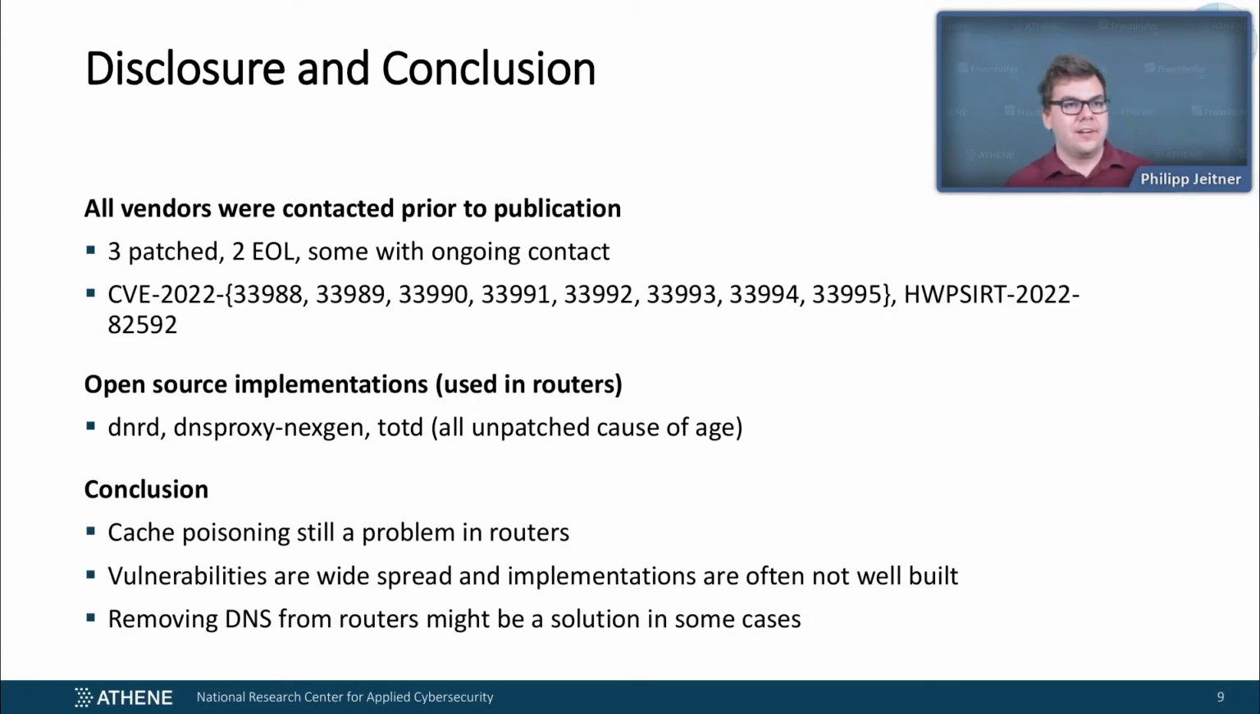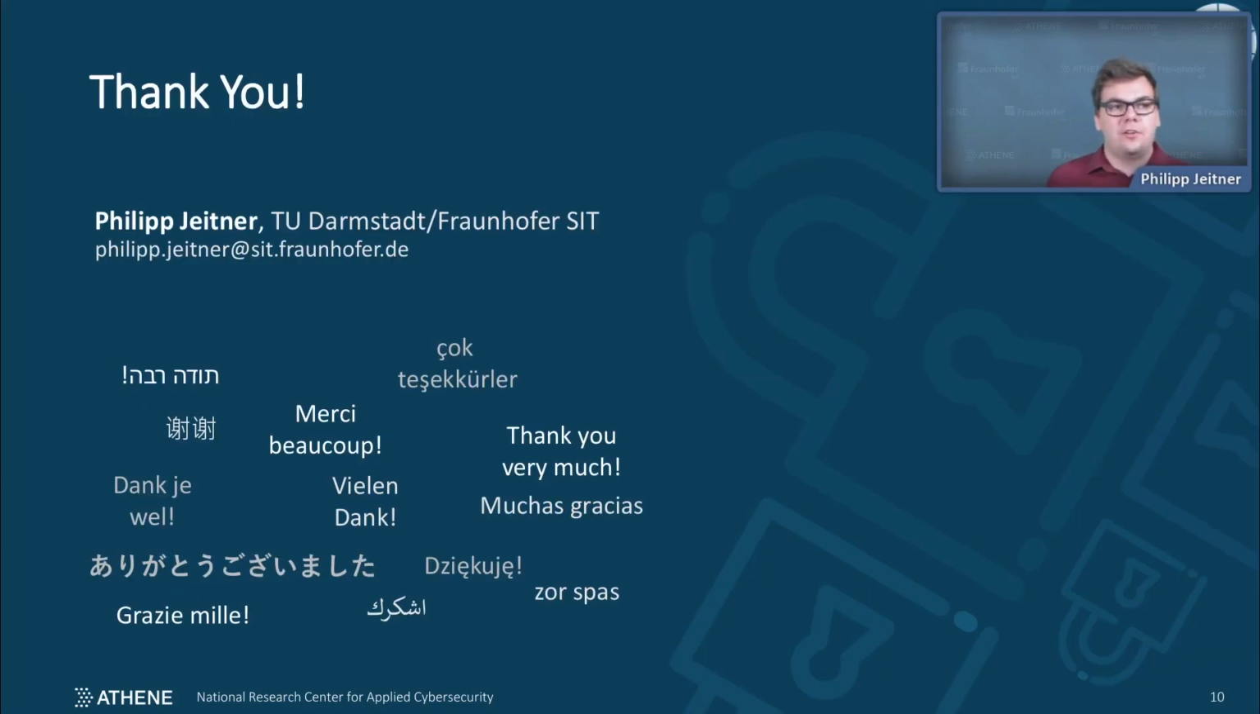Finally, for disclosure and the conclusion: we contacted all vendors prior to the publication, and the open source components especially unfortunately weren't patched because they're so old. Our conclusion is that cache poisoning is still a problem in routers and that those vulnerabilities are widespread. However, it might be a good idea to remove DNS instead of just trying to patch everything. This was my talk. Thank you and goodbye.